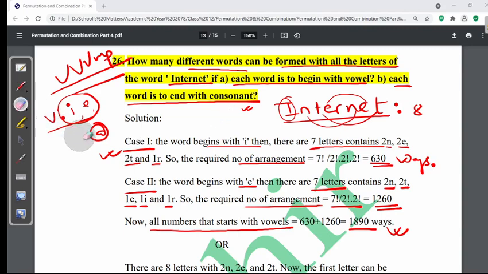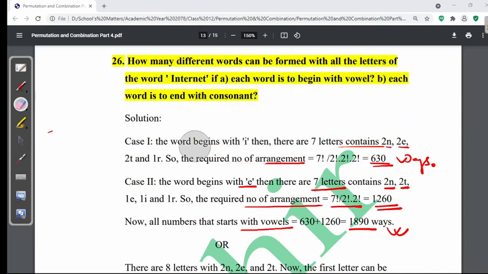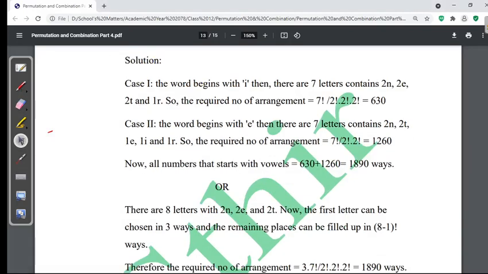Or it can be done by another way, dear students. Now let's look at this in another way. This is a very important question. Let's see how we have it.